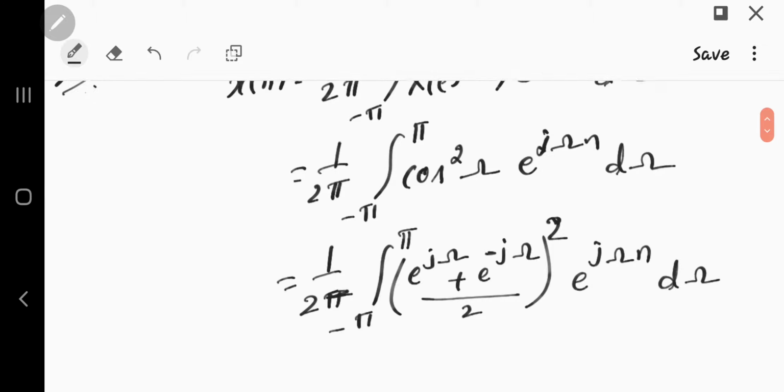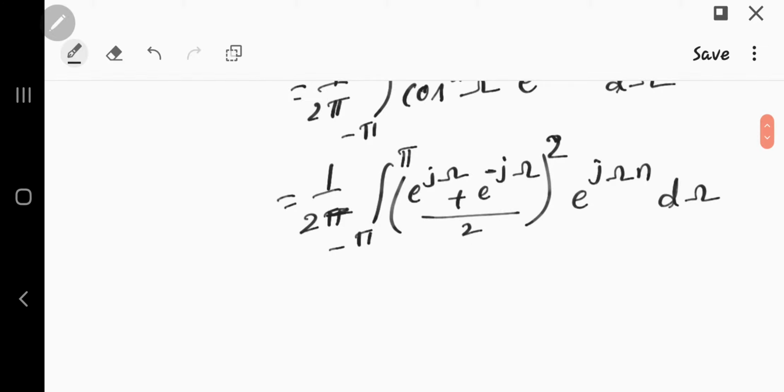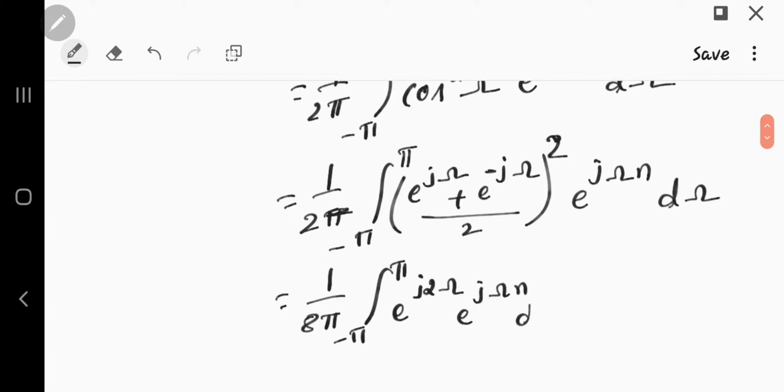Next, if you take this 2 outside, that will become 2 square, that makes 4. 4 into 2 is 8 pi, integral from minus pi to plus pi. So we'll be left with, if you multiply this, e power j 2 omega, e power j omega n d omega. Or you can do one more thing. If you take this outside, you will be left with a plus b whole square.